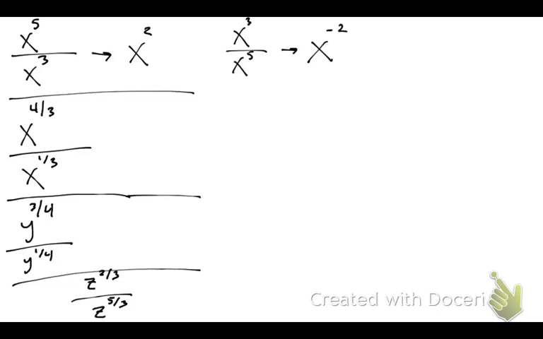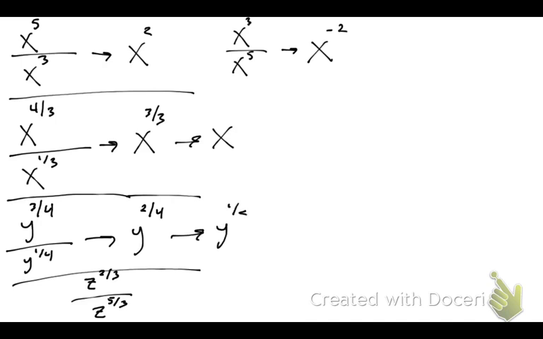x to the 1/3 over x to the 4/3. Well, that would just be x to the 3/3, which is just x to the 1st. In the second one, we have y to the 3/4 over y to the 1/4. Well, that would just be y to the 2/4, which is the same thing as y to the 1/2. And this is the correct answer as far as exponential form goes.